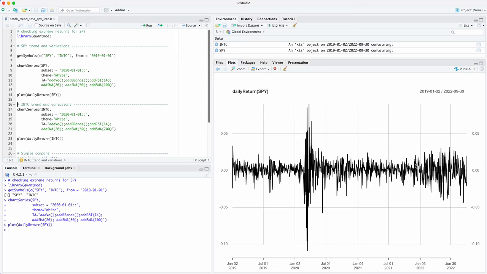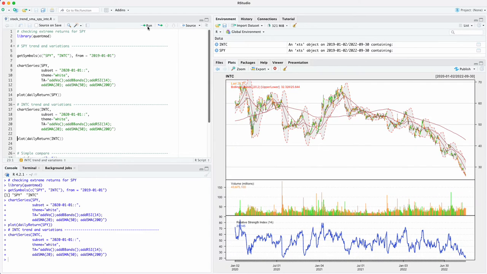As we can see here, the variation actually still grows, and we can do a comparison later on with the Intel stock. Let's look at the Intel stock here. It has more of a downward, plummeting momentum than the SPY index, as we can see here.